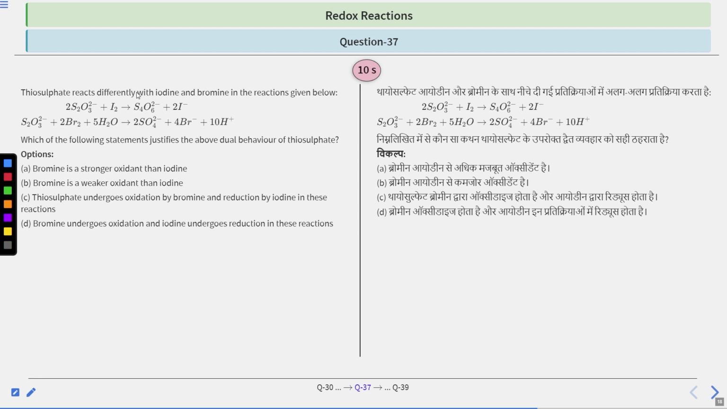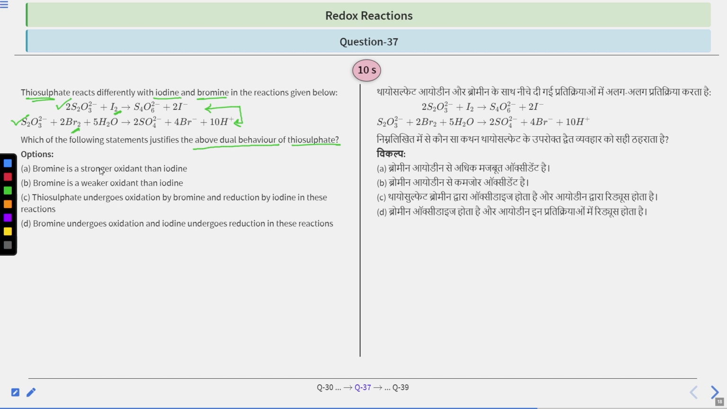Thiosulfate reacts differently with iodine and bromine in the reactions given below. Thiosulfate reacting with iodine gives S4O6 2 negative plus 2I minus, and thiosulfate reacting with bromine plus 5H2O in aqueous solution gives 2SO4 2 negative plus 4Br negative ion plus 10H positive ion. So the reactant, thiosulfate, is the same, but it is reacting differently with iodine and bromine. We have to tell which of the following statements justifies the dual behavior of thiosulfate with iodine and bromine.